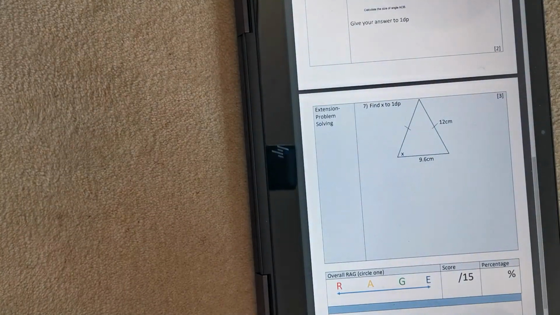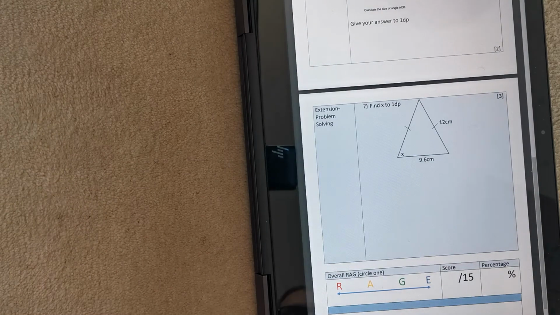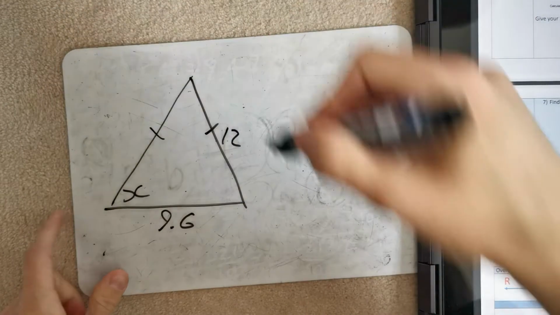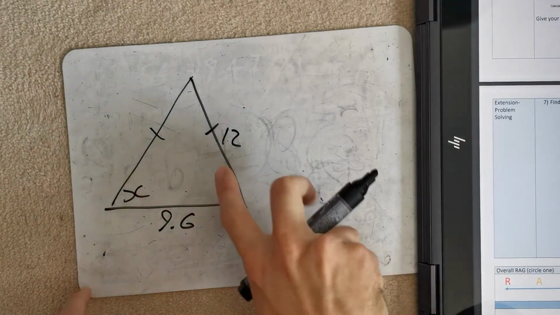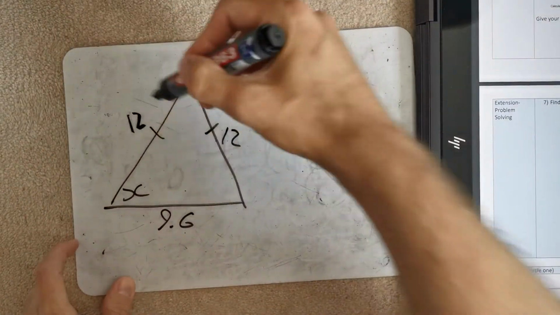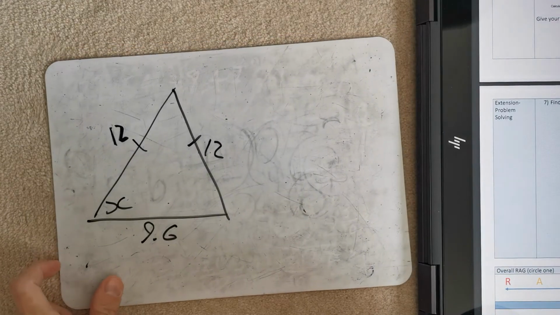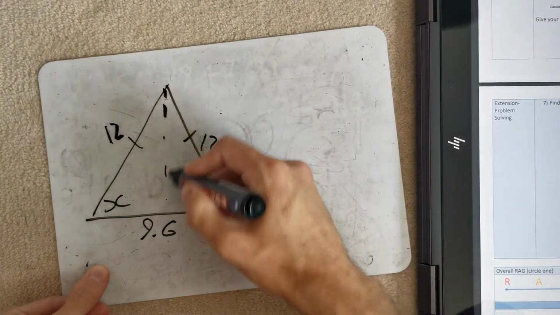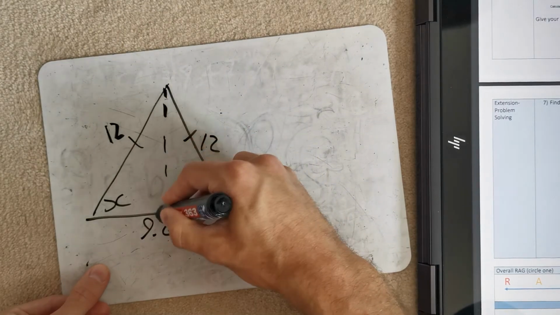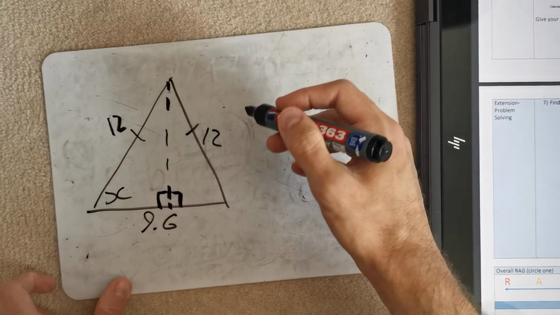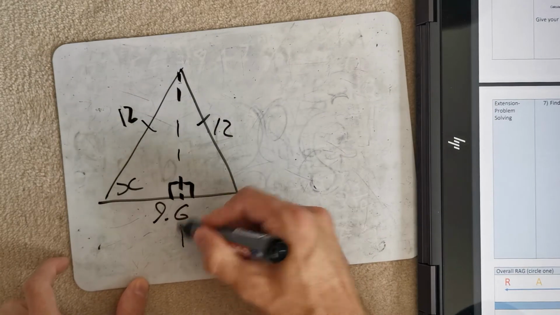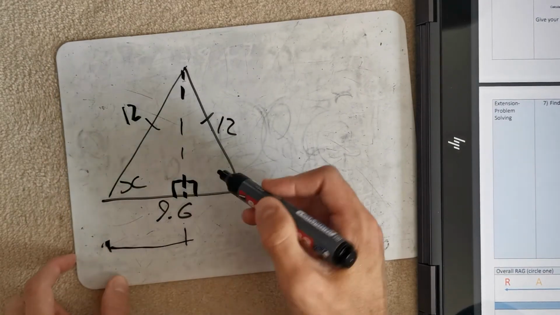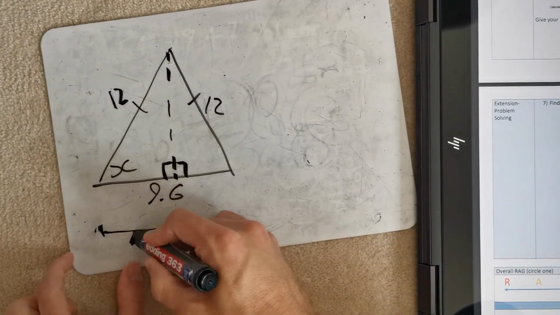Okay, final one is an isosceles triangle this time. Okay, and we're trying to find out what that x is down there. Okay, that's isosceles. So if that's 12, that would be 12 as well. Okay, so what we can do is make two right angle triangles. And so if we split it down the middle, half of 9.6 would be 4.8.